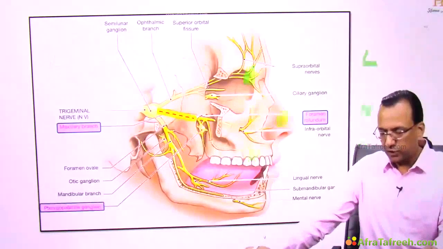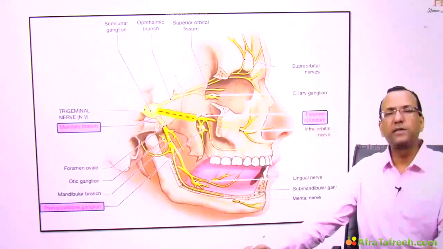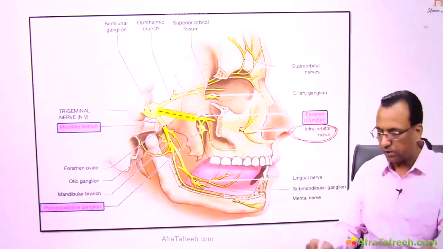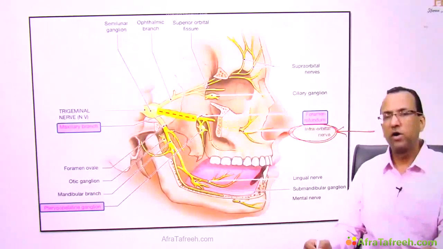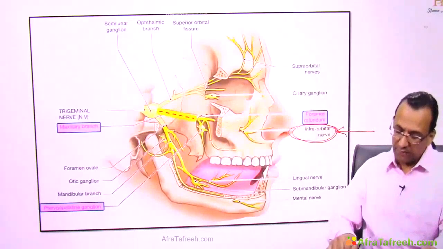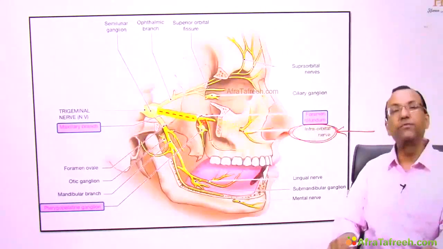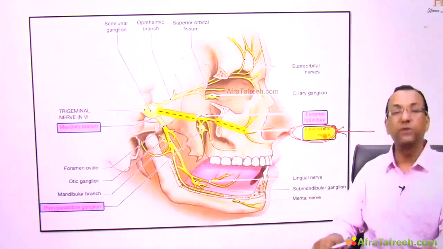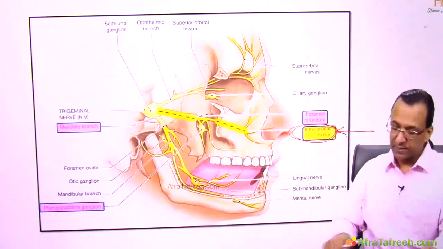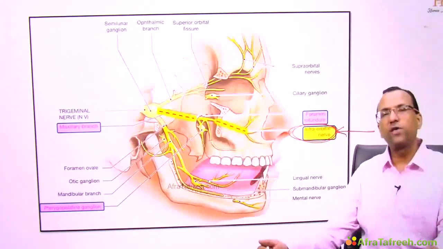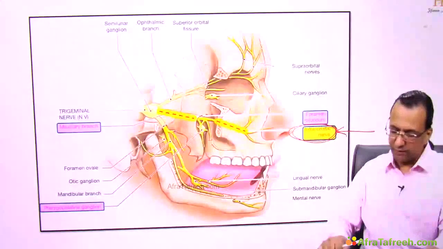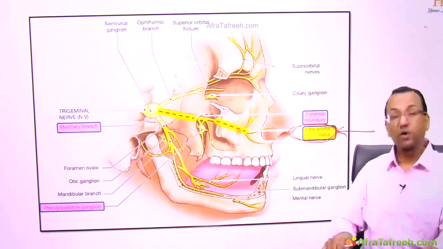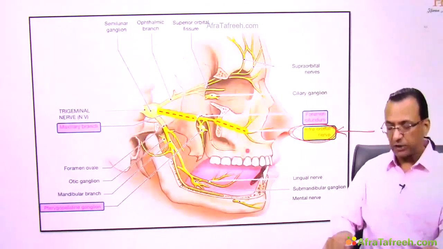Now, as you see, the maxillary nerve passes through the inferior orbital fissure, becomes the infraorbital nerve and runs at the floor of the orbit. When it is running on the floor of the orbit, it will send branches to the upper teeth and carry the pain of the upper teeth. It is also carrying the pain of maxillary sinusitis.